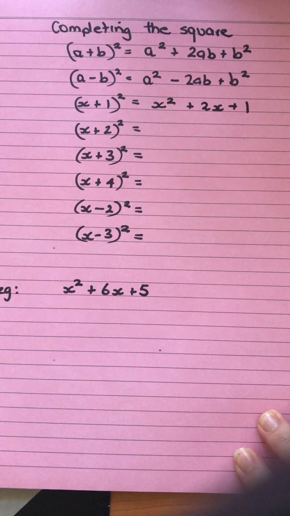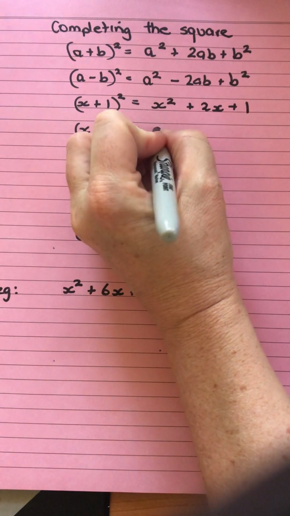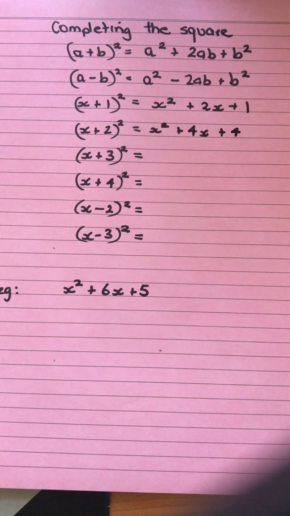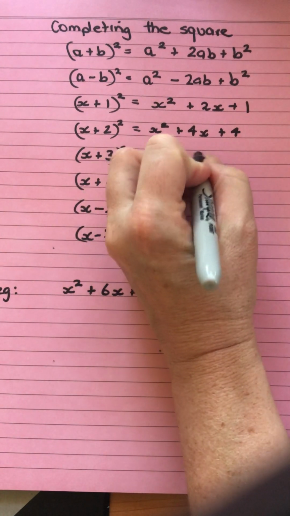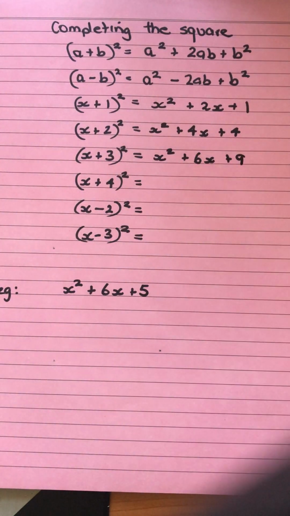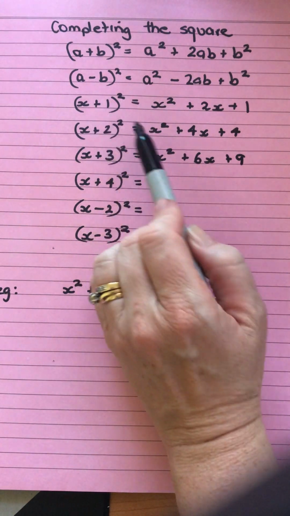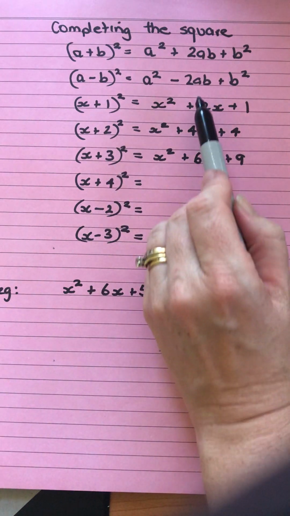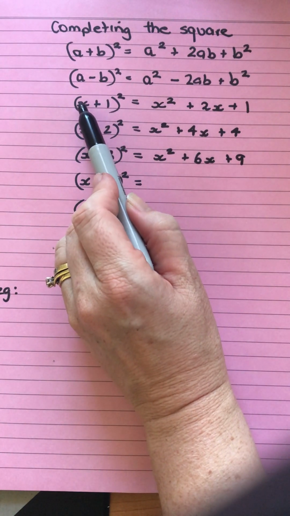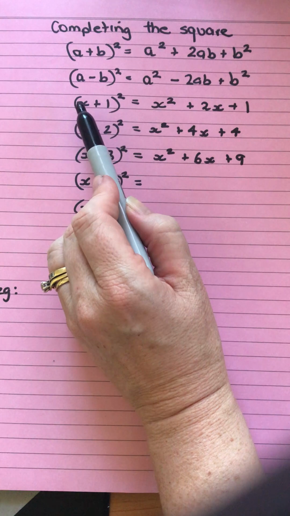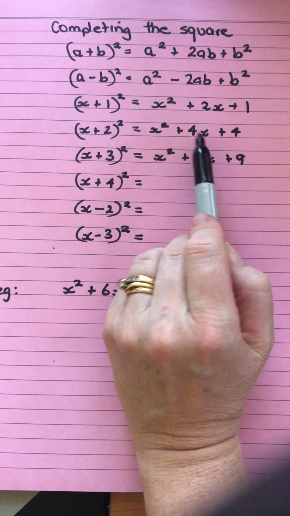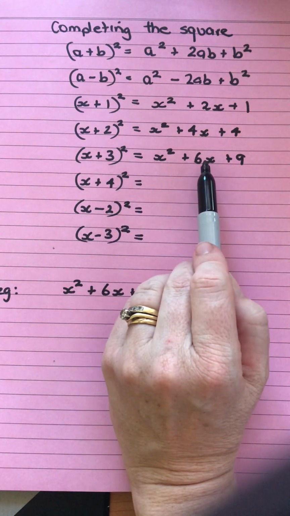When we have (x + 2)², we're going to have x² + 4x + 4. When we have (x + 3)², we've got x² + 6x + 9. So you can see each time I'm squaring the first term. On the end I've got the second term squared, and then in the middle I've got 2 times the first term times the second term. So 2 times x times 1 gave me 2x, 2 times x times 2 gave me 4x, and 2 times x times 3 gave me 6x.